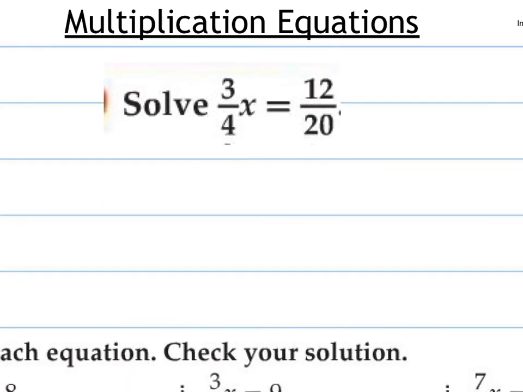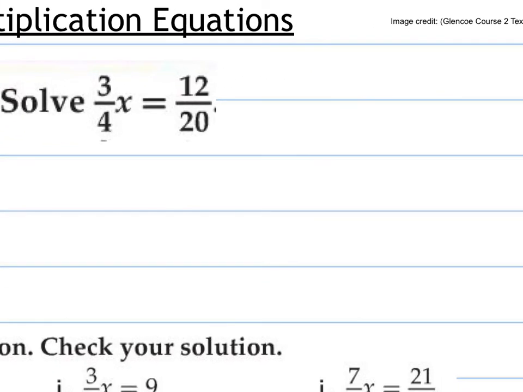Now, we have our problem here. I'm going to write it off to the side so we don't have that word solve in the way, but 3/4 x equals 12/20. Now, we are taking 3/4 and it's multiplied by x. We know that the opposite of multiplication is division, so we are going to be dividing both sides by 3/4.